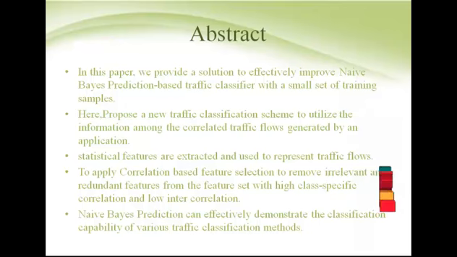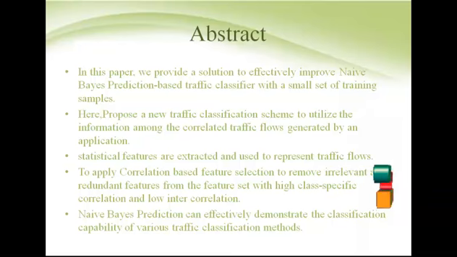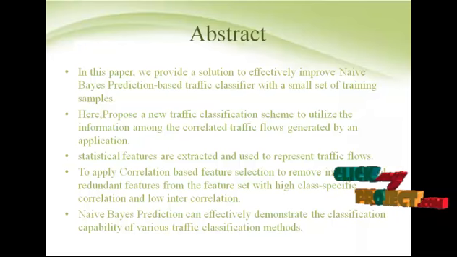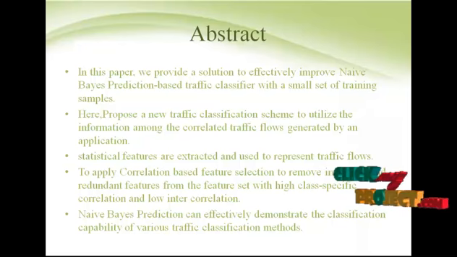Welcome to clickmyproject.com. The project title is Internet Traffic Classification by Aggregating Correlated Naive Bayes-Based Prediction. This project comes under the domain of data mining, followed by information security. Now going to the domain explanation.